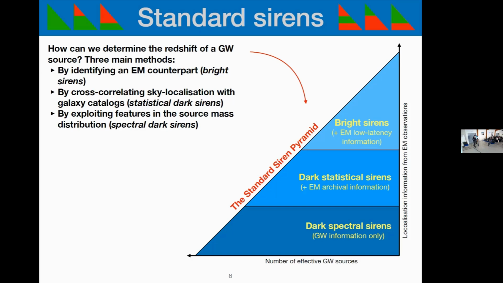And in the middle, of course, we have what we call dark siren statistical methods, where we use galaxy catalogs to get some information on the possible localization of the source. In the following, whenever I talk about something in my slides, you can recognize if I'm using any of these methods by the colors that you see on the pyramid. Red means I'm not using that method. Green means I'm using that method.